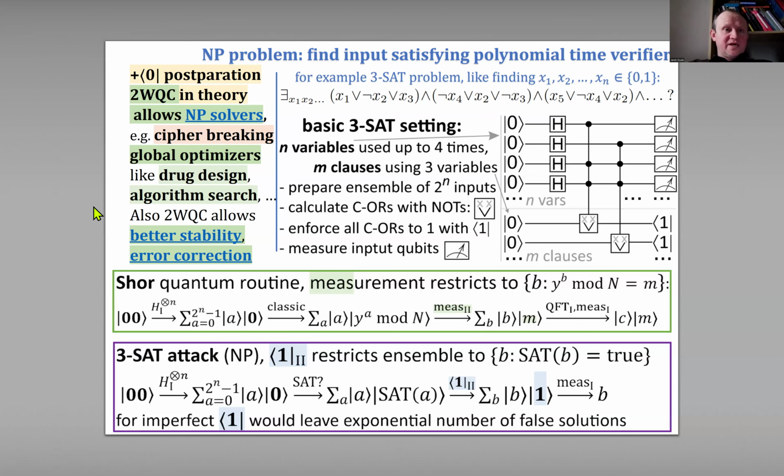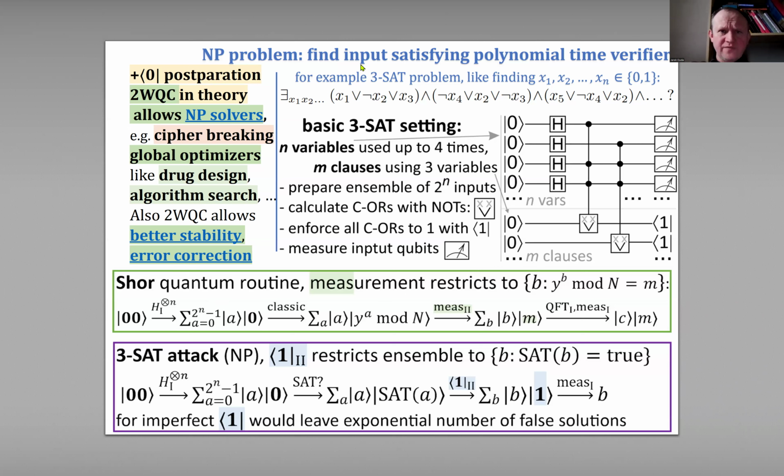This is the negative side, but there are also many positive sides, like, let's say, drug design, generally global optimization. We have a complicated function like this, and we would like to find the best solution, or the best algorithm solving in infinite time a given problem. So having an NP solver, there will be many positive applications, but we also have to remember the cryptography part. Also, two-way quantum computers, I will show in a moment, in theory allow attacking NP problems, and also allow for better stability and better error correction.